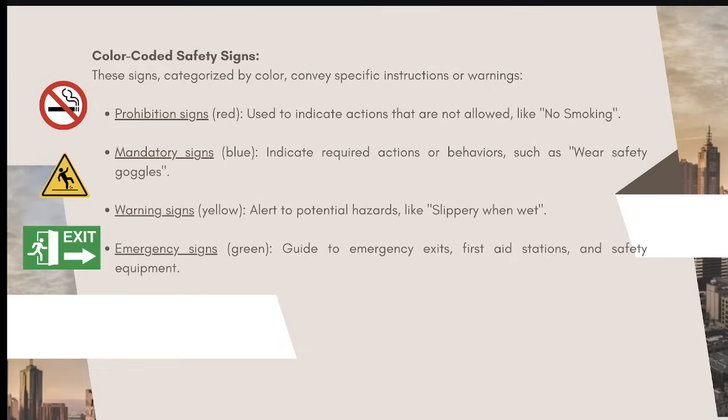And lastly is the emergency signs, or the green signs, that we can usually see or find in guides to emergency exits, first aid stations, and safety equipment.